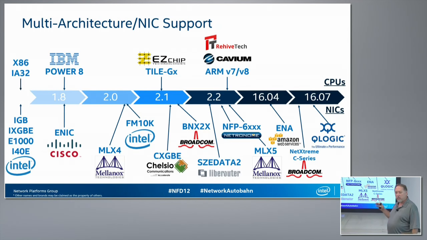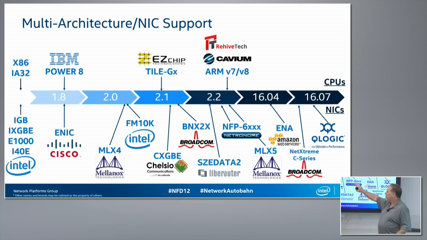DPDK is multi-architecture. It is not just Intel processors. It is also ARM processors and PowerPC processors. We ported it to multiple architecture platforms, and it runs on multiple Linux environments. Typically, we run it on Ubuntu and various other places, but it runs in a lot of places. It also runs on FreeBSD.